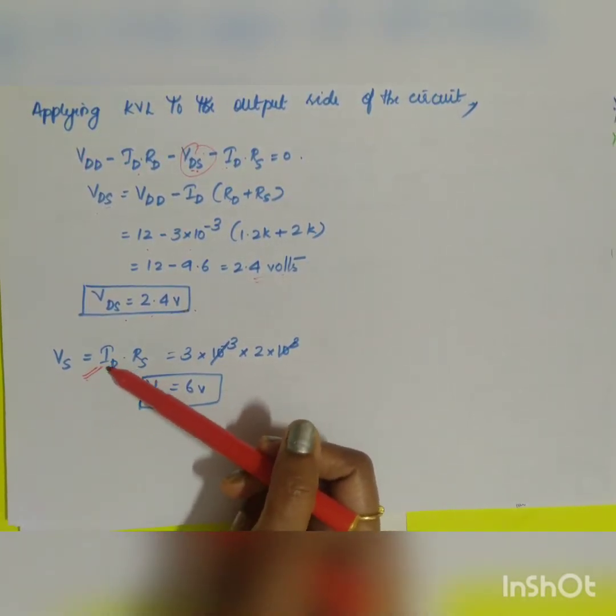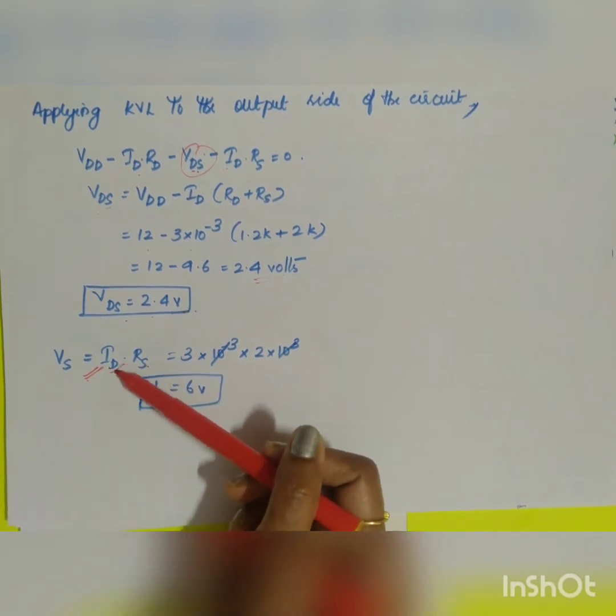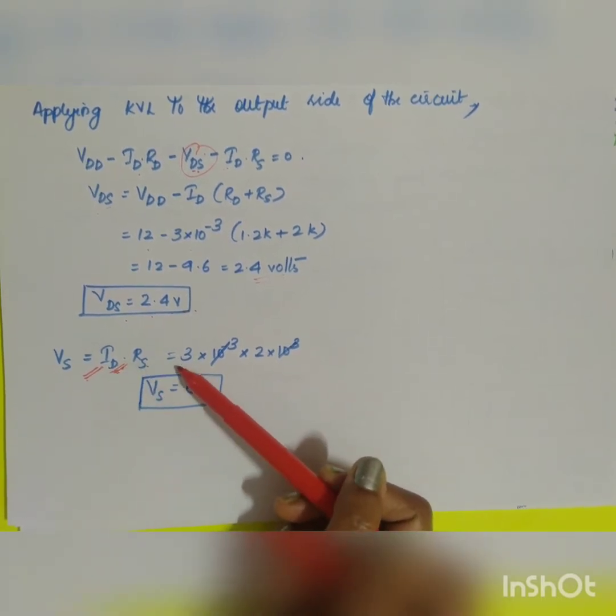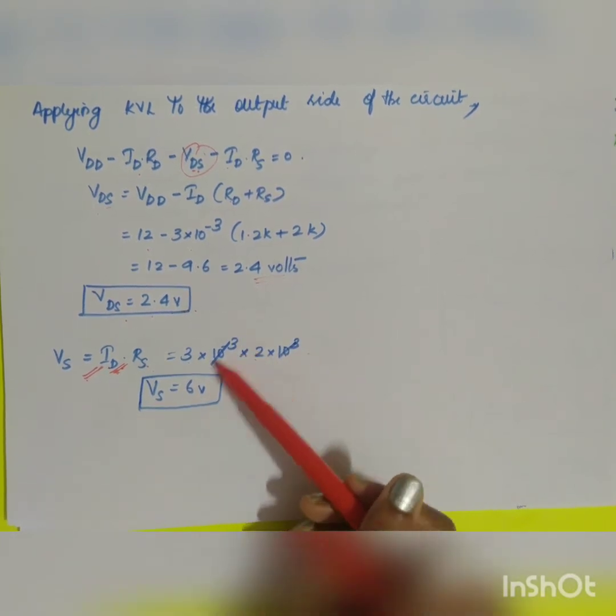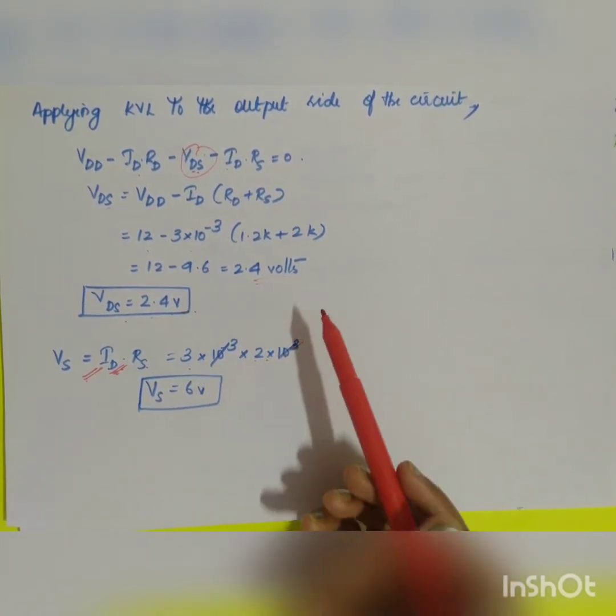VS will be equal to the current into your resistor. Current flowing is equal to ID. ID into RS, which is equal to 3 milliampere into 2 kilo ohm, which is equal to, both will get cancelled, 3 2s are 6 volt.